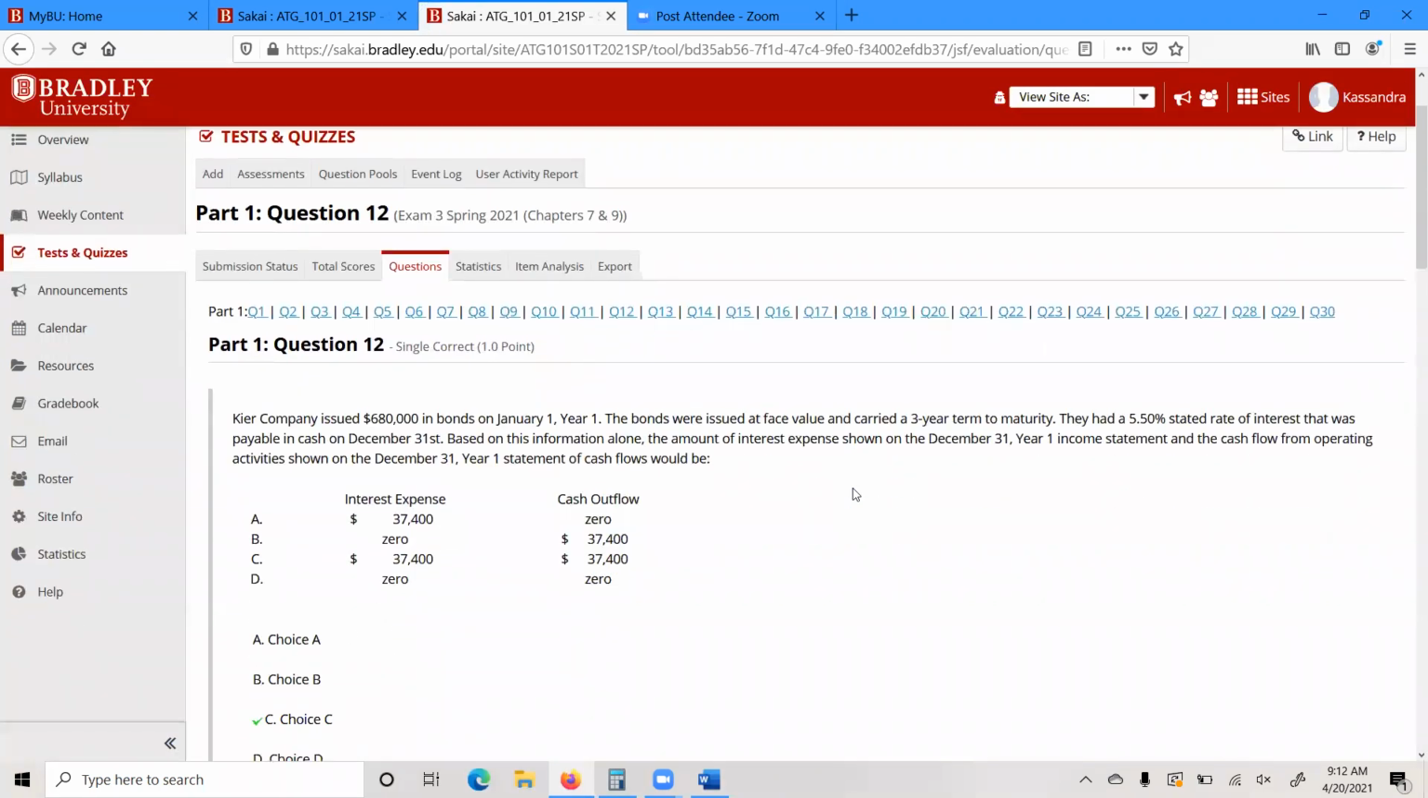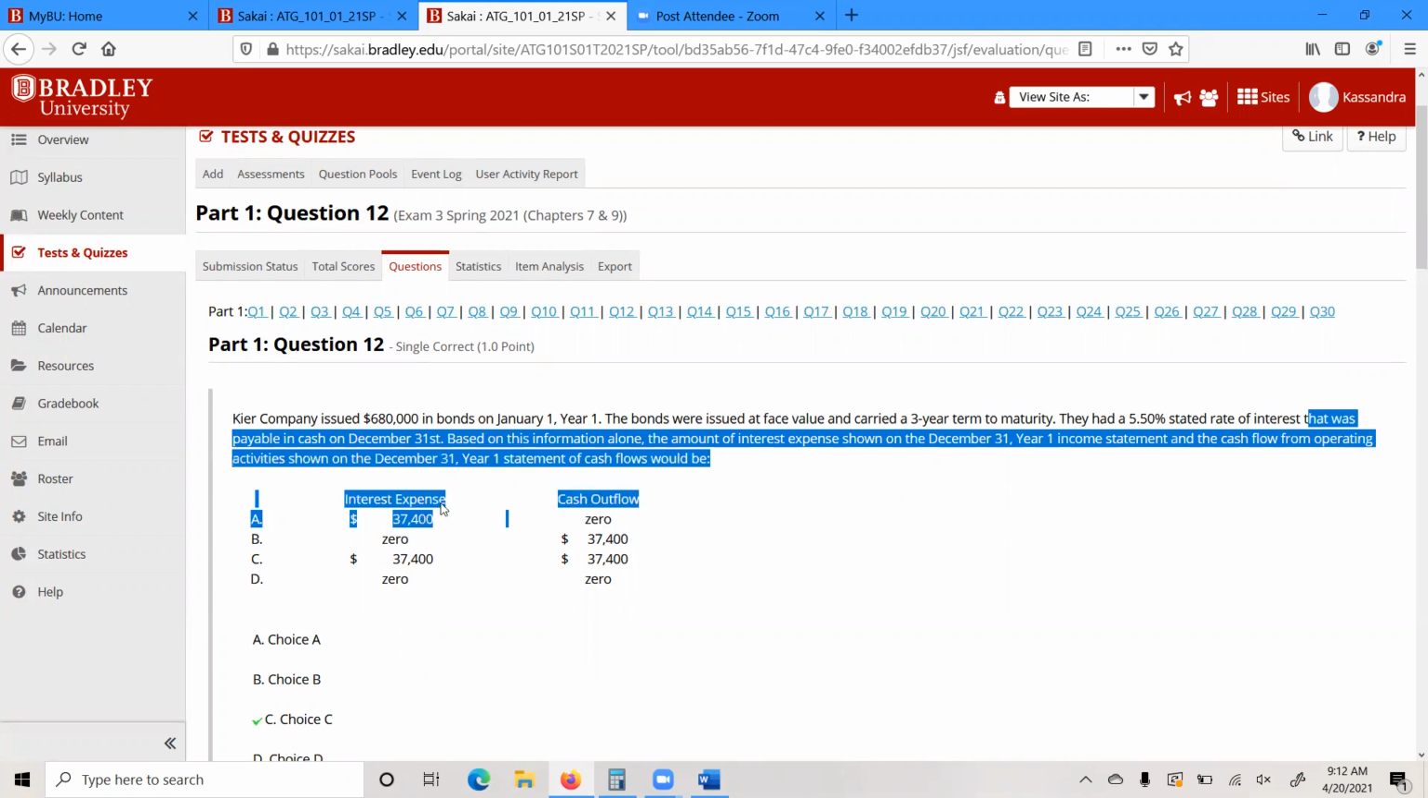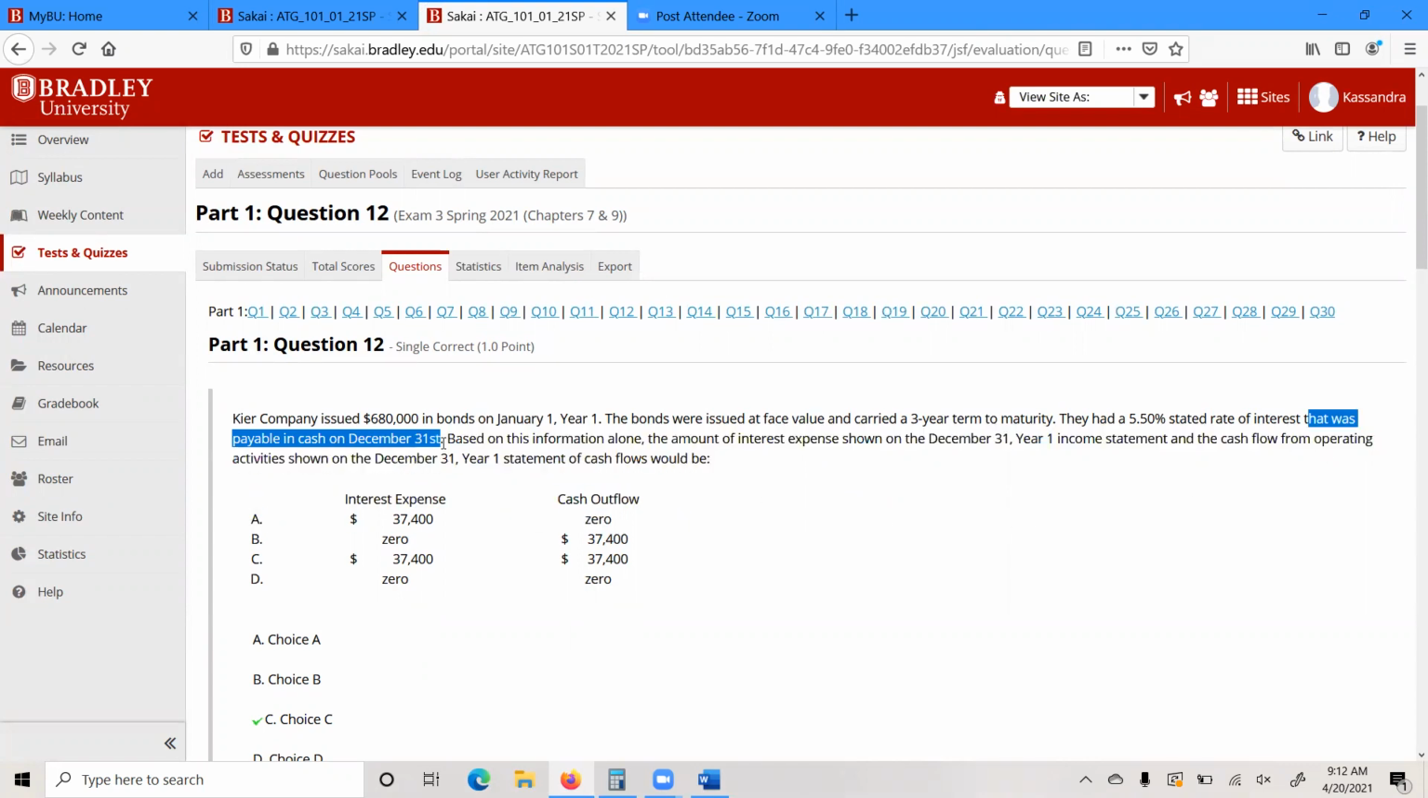And problem 12, the wrinkle here happens right in the end of the first line, beginning of the second line. Interest was payable in cash December 31st. That is the key to this problem. So we have $680,000 of bonds issued at face value. Interest is paid annually at December 31st. So December 31st, what would be in the statement of cash flows? We have no bond discount or premium to deal with, as the bonds were issued at face value.